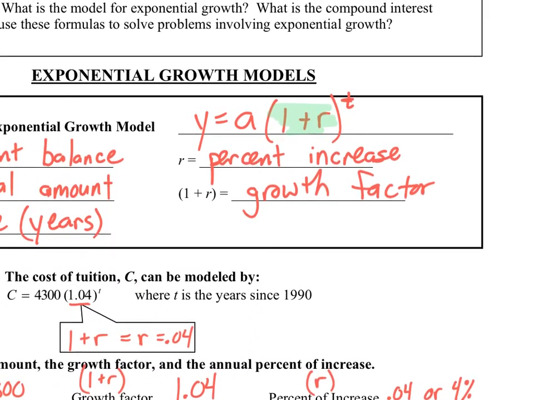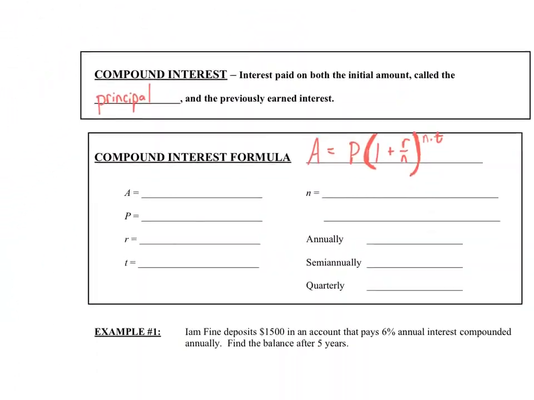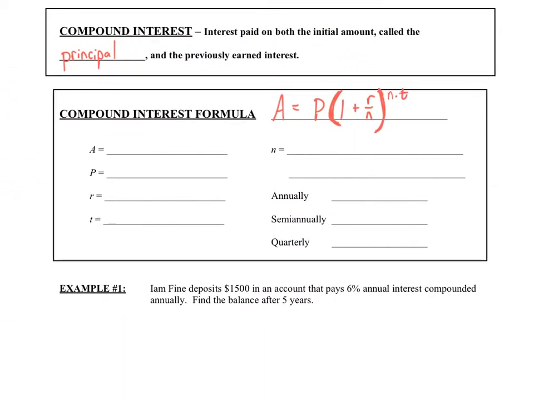And there, y equals a times 1 plus r to the t power, because that one also has a variable in the exponent. Okay, and let's talk about these letters. A is the balance, so how much money you currently have. P is the initial principal, so what you start with.